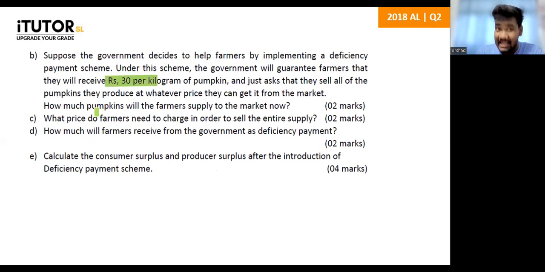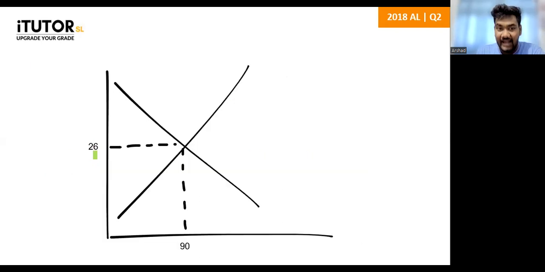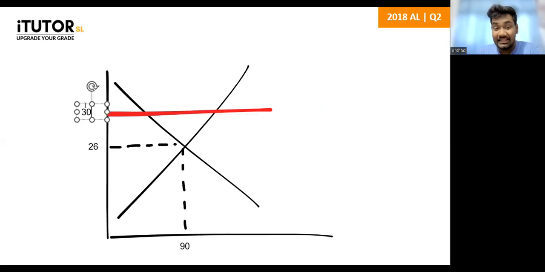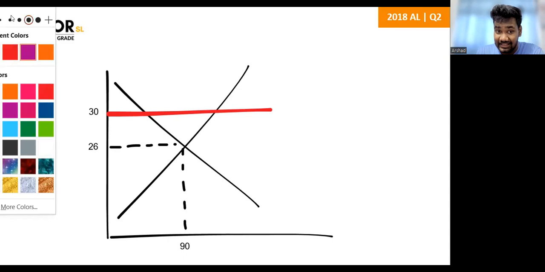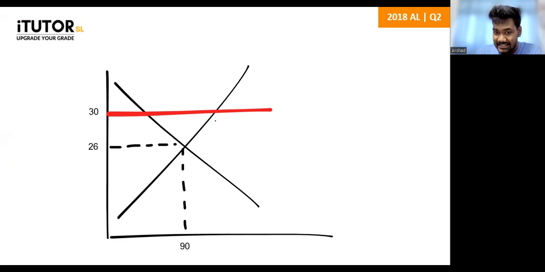And they are asking us, at this price, how many kilos of pumpkins will the farmer supply? So we'll find at 30 rupees a kilo. Now see, this is the minimum price set at 30 rupees a kilo. At 30 rupees a kilo, they are asking us how many kilos of pumpkin will the farmers supply. So this is our supply curve, right? So you need to find the number over here.